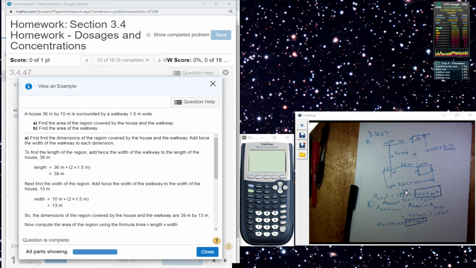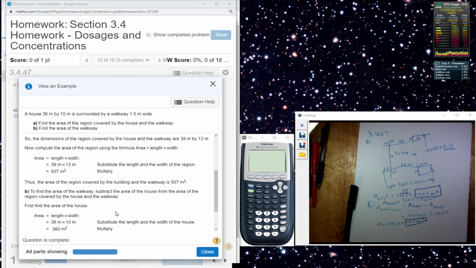So the total area covered by the house and the sidewalk is going to be 13 times 39, or 507 meters squared. Okay, that's the total covered by the house and the sidewalk.